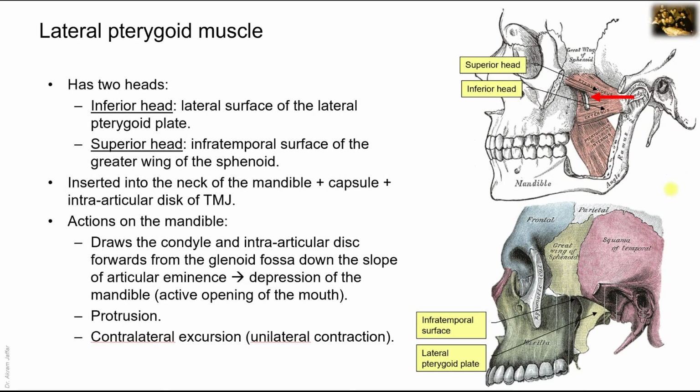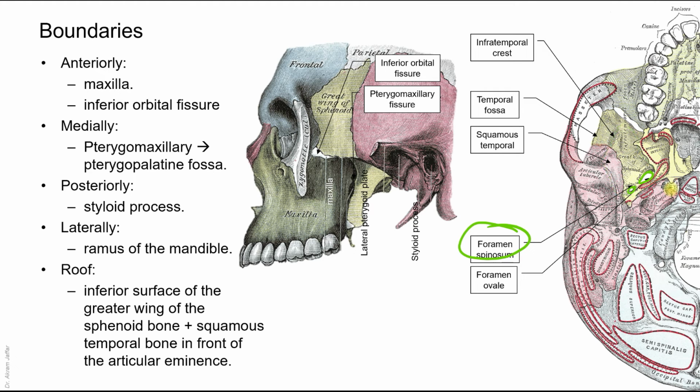Now, returning to the other two muscles of mastication, which are in fact located in the infratemporal fossa, we'll start with the lateral pterygoid muscle, and this muscle has two heads. The inferior head of the muscle is attached to the lateral surface of the lateral pterygoid plate, while the superior head is attached to the infratemporal surface of the greater wing of the sphenoid.